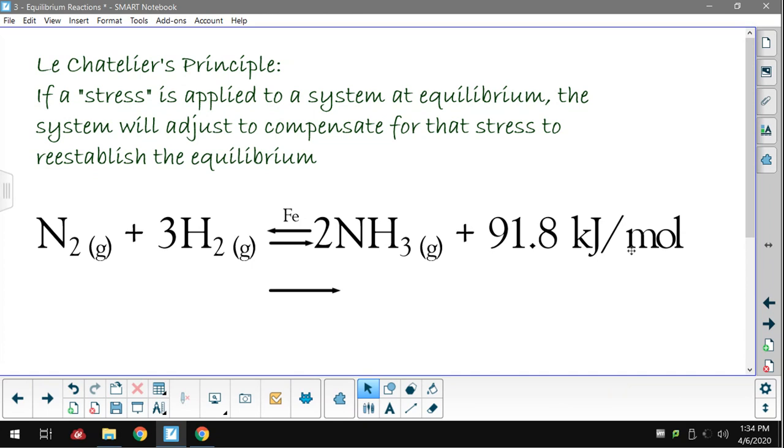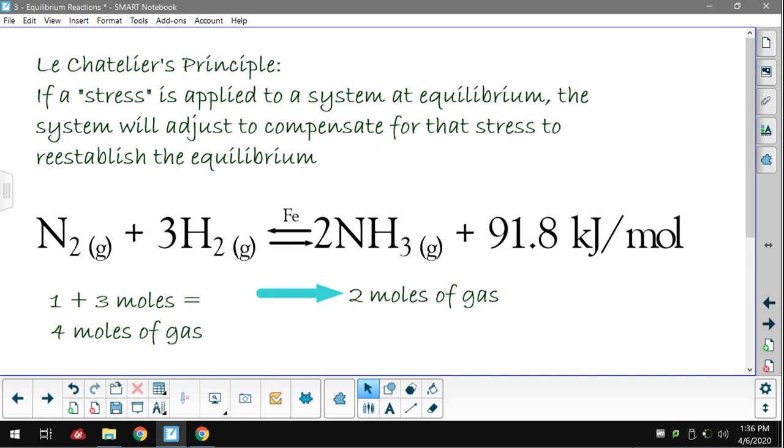With this one, also what we can do is pressure, because all three of these substances are gases, all right? The side with fewer moles of gas is going to be favored under high pressure. Here we see on the reactant side of the equation, we have 1 mole of nitrogen, 3 moles of hydrogen, for a total of 4 moles of gas on the reactant side. On the product side, we have 2 moles of ammonia, so we have 2 moles of gas on this side. So if we increase the pressure, it is going to favor the forward reaction, because we have fewer moles of gas on the product side.